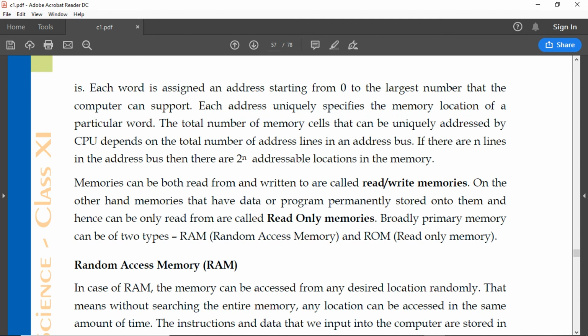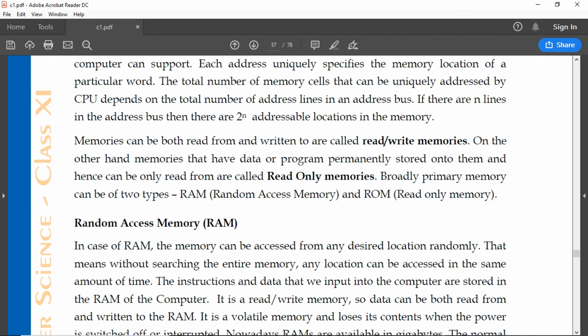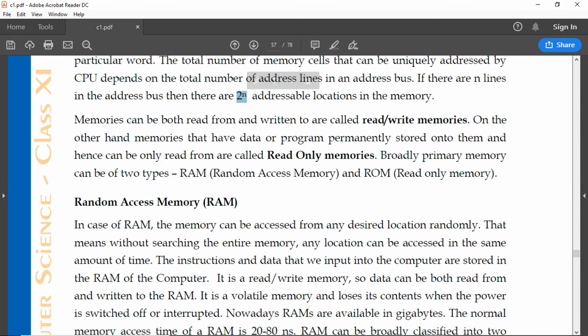The total number of memory cells that can be uniquely addressed by a CPU depends on the total number of address lines in an address bus. If there are n lines in the address bus, then there are 2^n addressable locations in the memory. Memories that can be both read from and written to are called read/write memories.